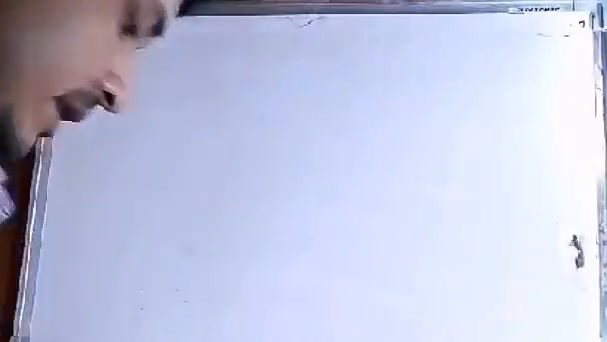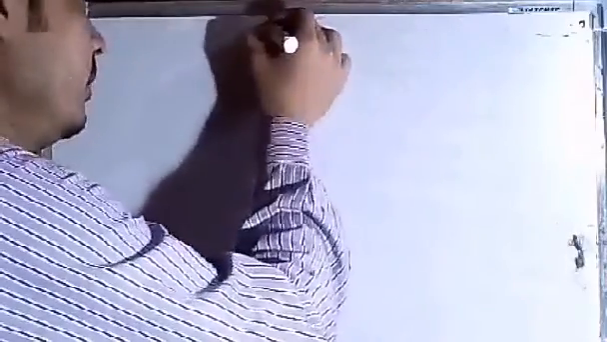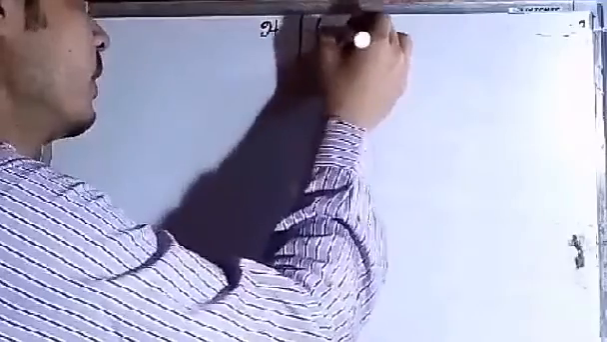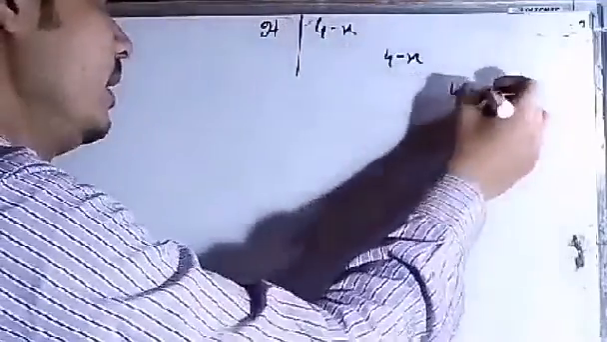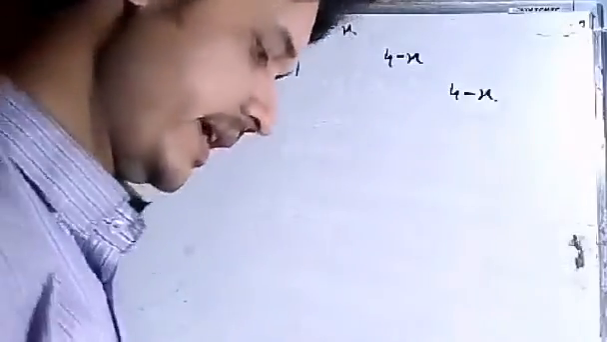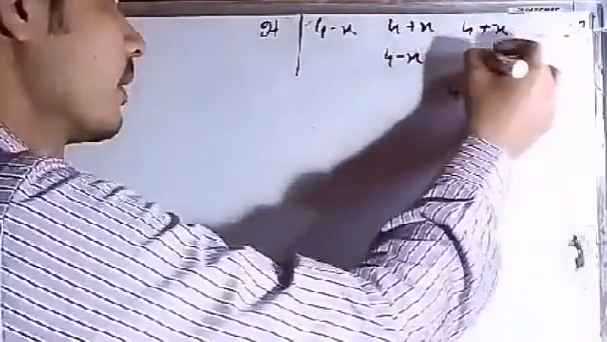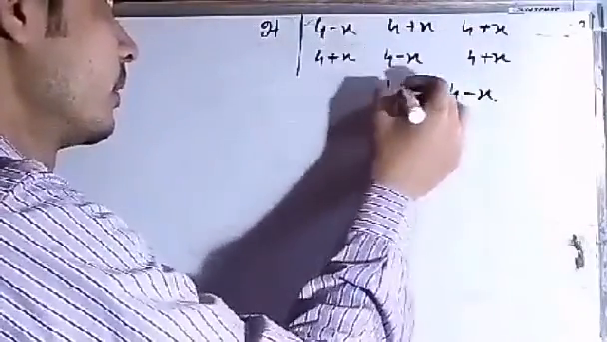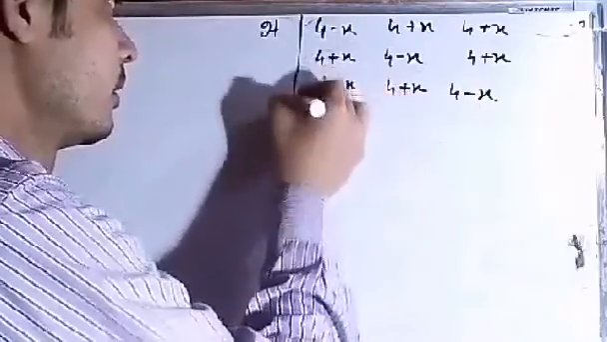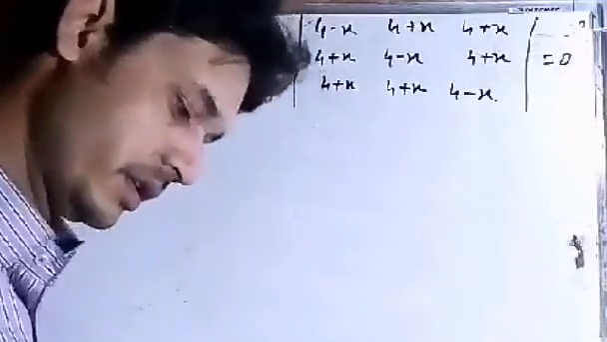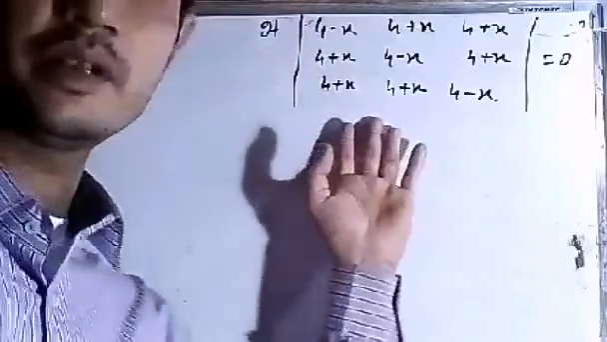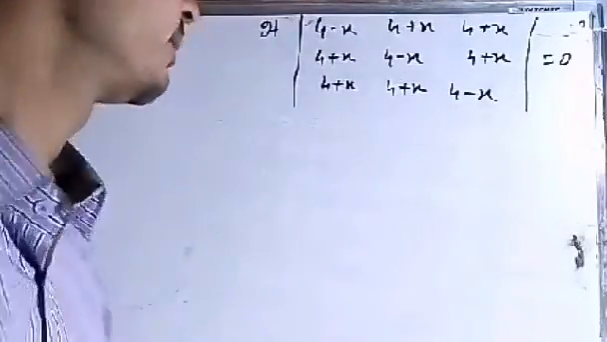Next we have the next sum. Now the next sum is, if the determinant with all diagonal elements 4 minus x, and non-diagonal elements all 4 plus x, if this determinant equals 0, then find the value of x. Or sometimes the question is given in board exam as solve this determinant.